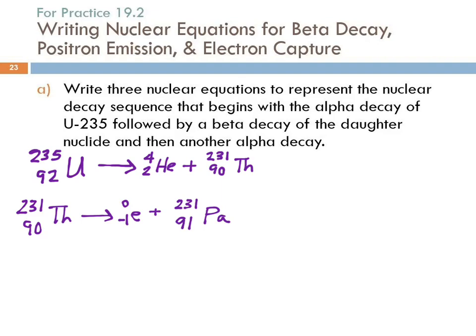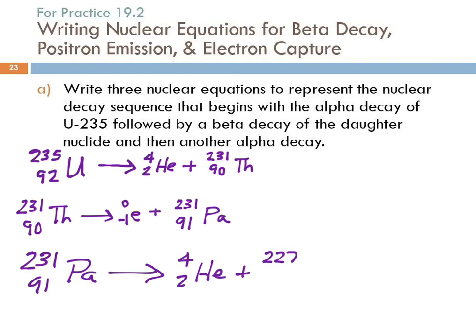So, protactinium-231. And then another alpha decay. So taking this protactinium, 231, 91, Pa. Alpha decay tells us a helium nucleus, alpha particle, comes off. And so 231 minus 4 should be 227. And 91 minus 2 is 89. And that is actinium.